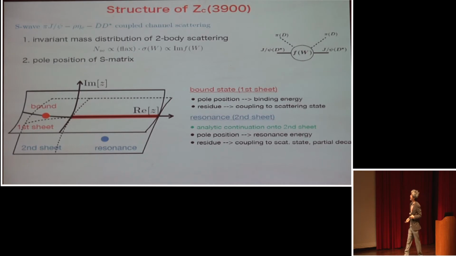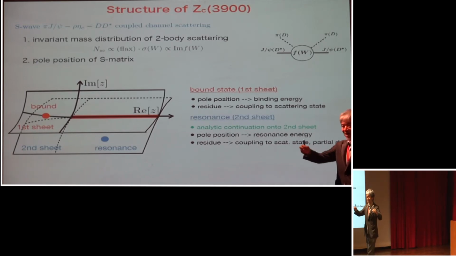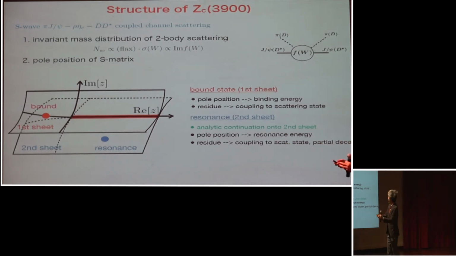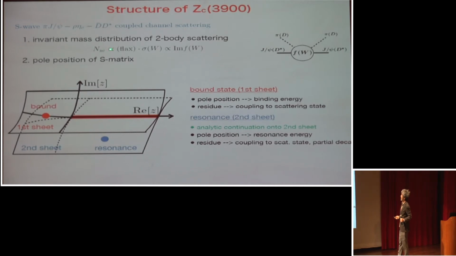the structure of this state. So we calculate first the invariant mass distribution in two-body scattering. Unfortunately, the experiment is three-body, because Y decays to pi Zc and Zc decays to pi J/psi, etc. So it's complicated, but we consider two-body scattering using our coupled channel potential. And the mass distribution is proportional to the imaginary part of the scattering amplitude.